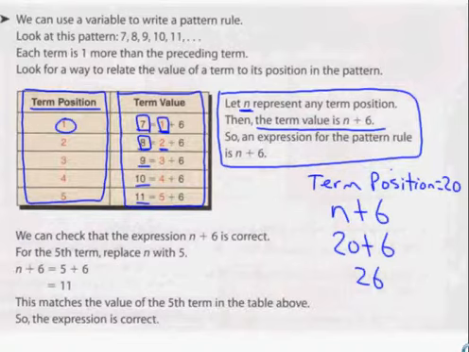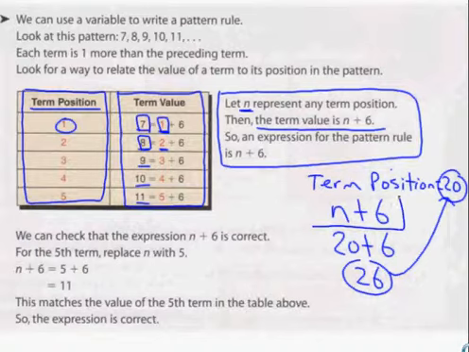Alright, so there's a relationship between these two numbers. And that relationship is shown with this expression. n plus 6 is the expression for the pattern rule. Okay?